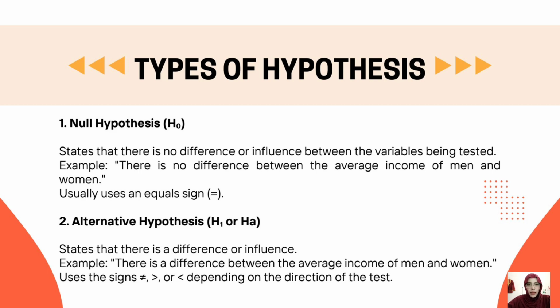Number 2. Alternative hypothesis states that there is a difference or influence. Example, there is a difference between the average income of men and women. Uses the sign not equal to, greater than, or less than, depending on the direction of the test.